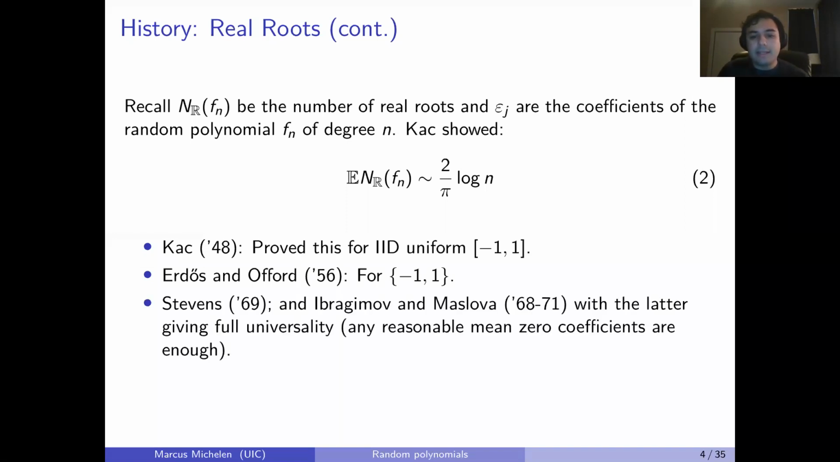And then in the 60s and 70s, Stevens and Ibragimov and Maslova proved that this expected value being asymptotic to 2/pi log n still holds for a wide family of coefficients. So for instance, if the coefficients are mean 0 and variance 1, then this is still going to hold. It's a little bit technical, but they even prove it for a wider family of variables. You just need the central limit theorem to hold. So it looks like the expected number is on the order of log n. There's still quite a bit more that can be shown.